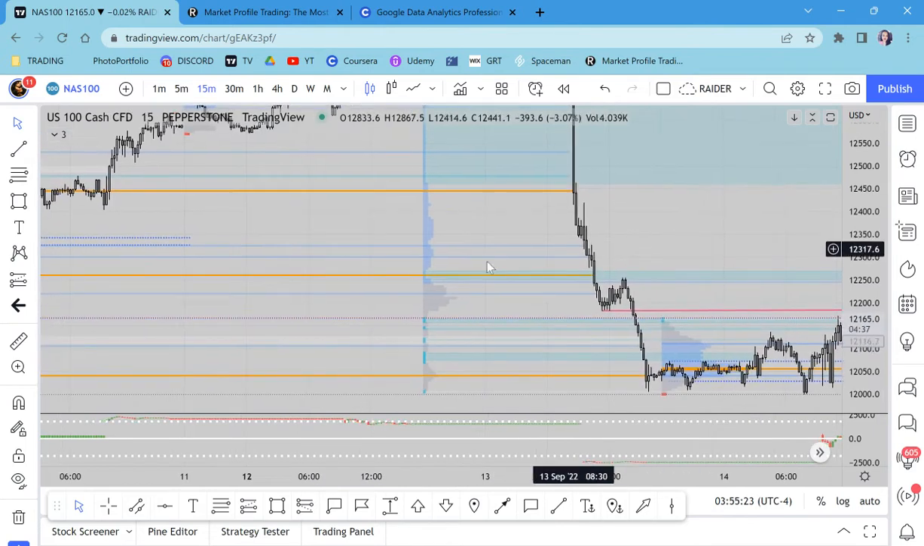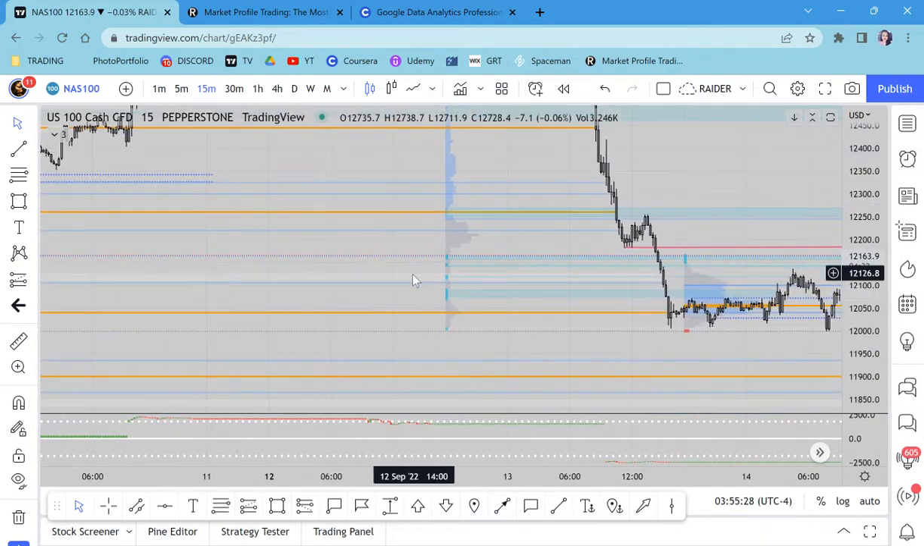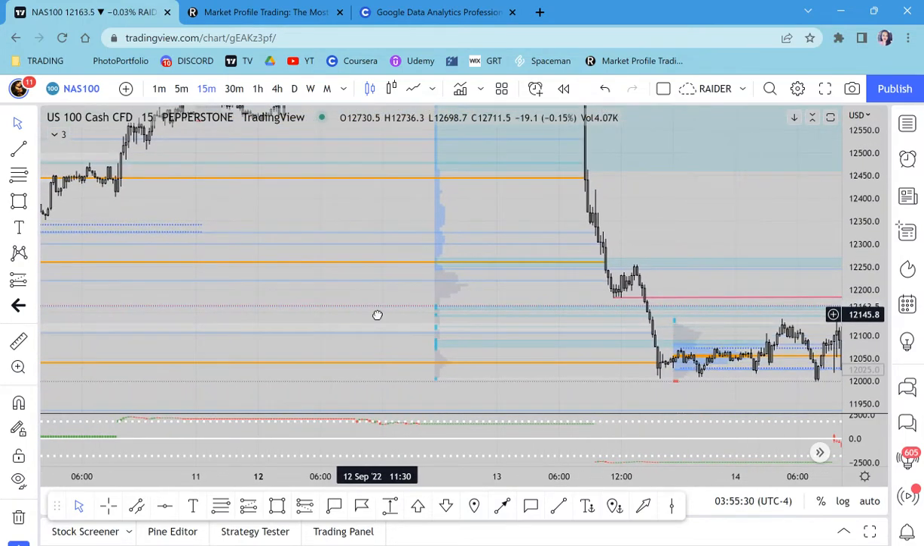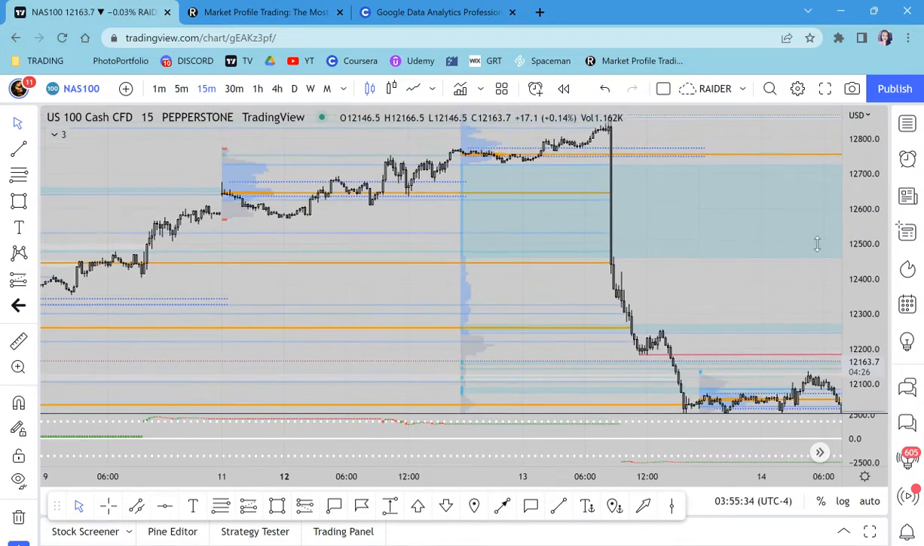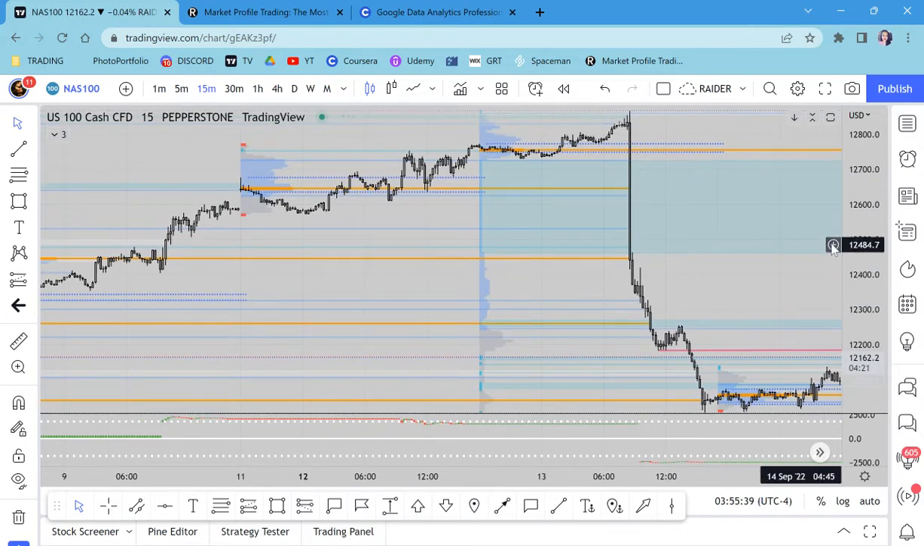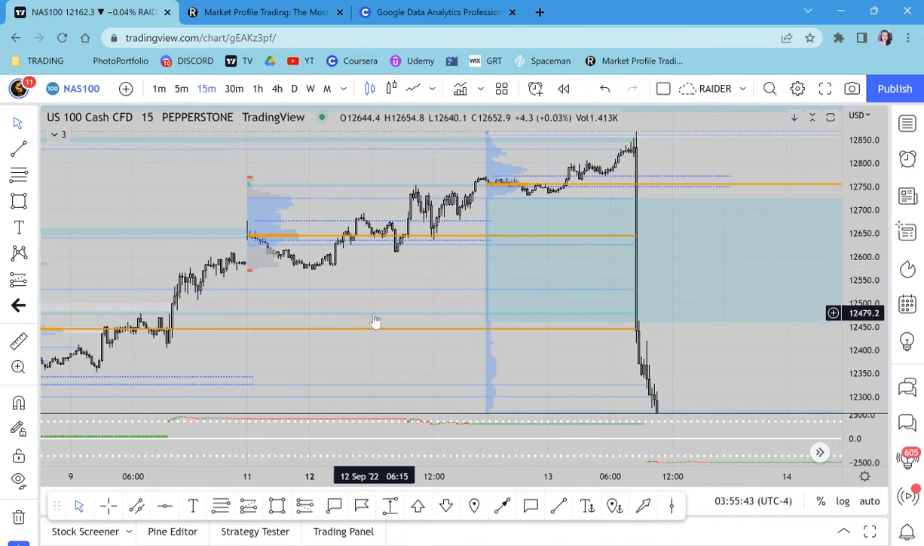We even have excess here. We've got some values here, POCs. These are four POCs, previous POCs from maybe a couple of days ago, weeks ago, who knows exactly. So that's an interesting move as well.